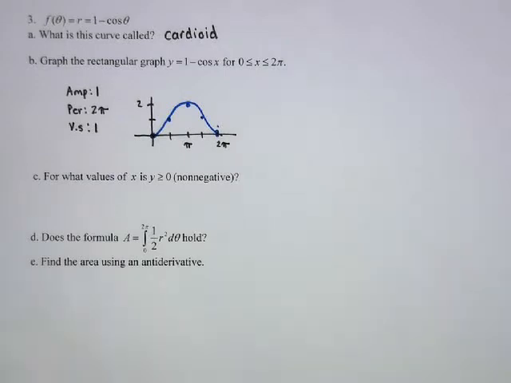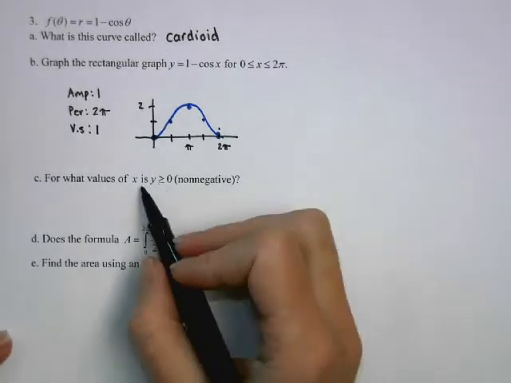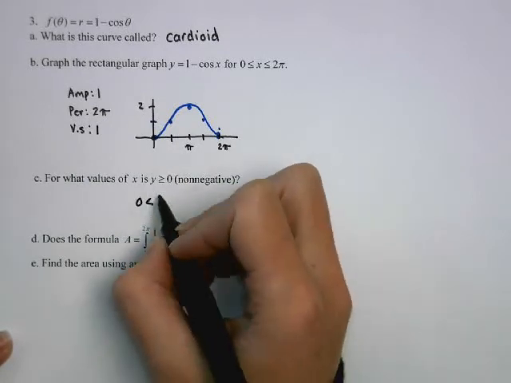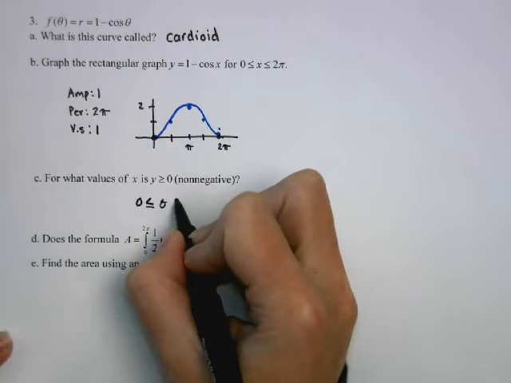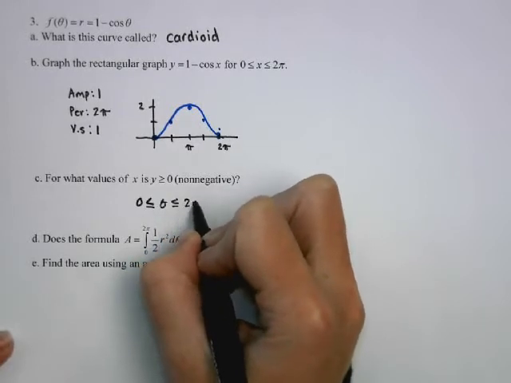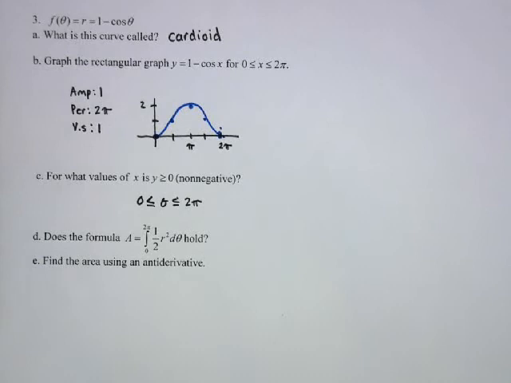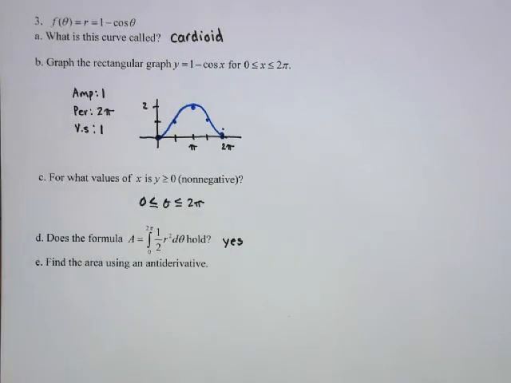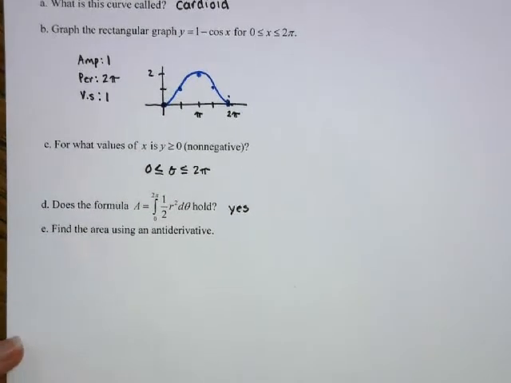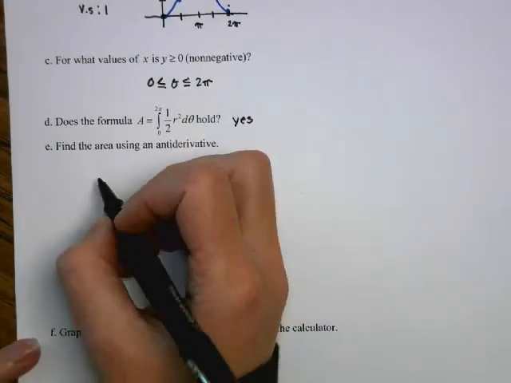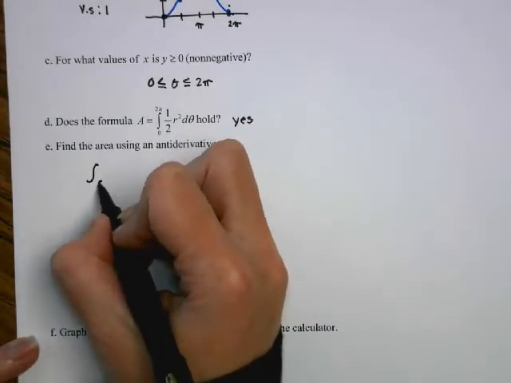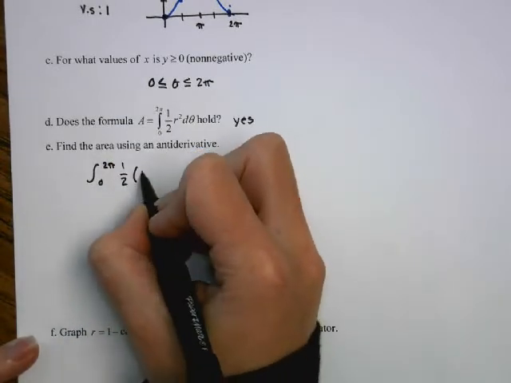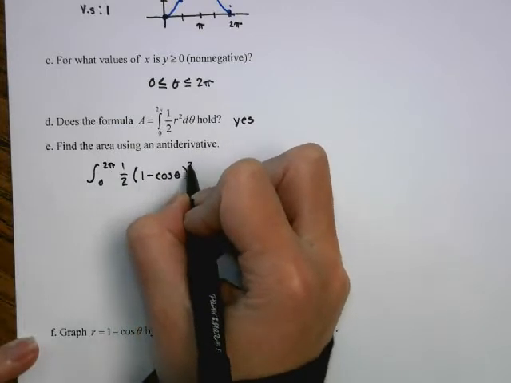So for what values of x is y greater than or equal to 0, meaning non-negative? All of them. So from 0 to 2 pi, the whole graph is positive values, so that's a good thing. So does the formula hold? Yes, because it's all positive values. So we're going to find the area. So the area here is going to be the integral from 0 to 2 pi of 1/2 r squared, which in this case is 1 minus cosine theta squared.